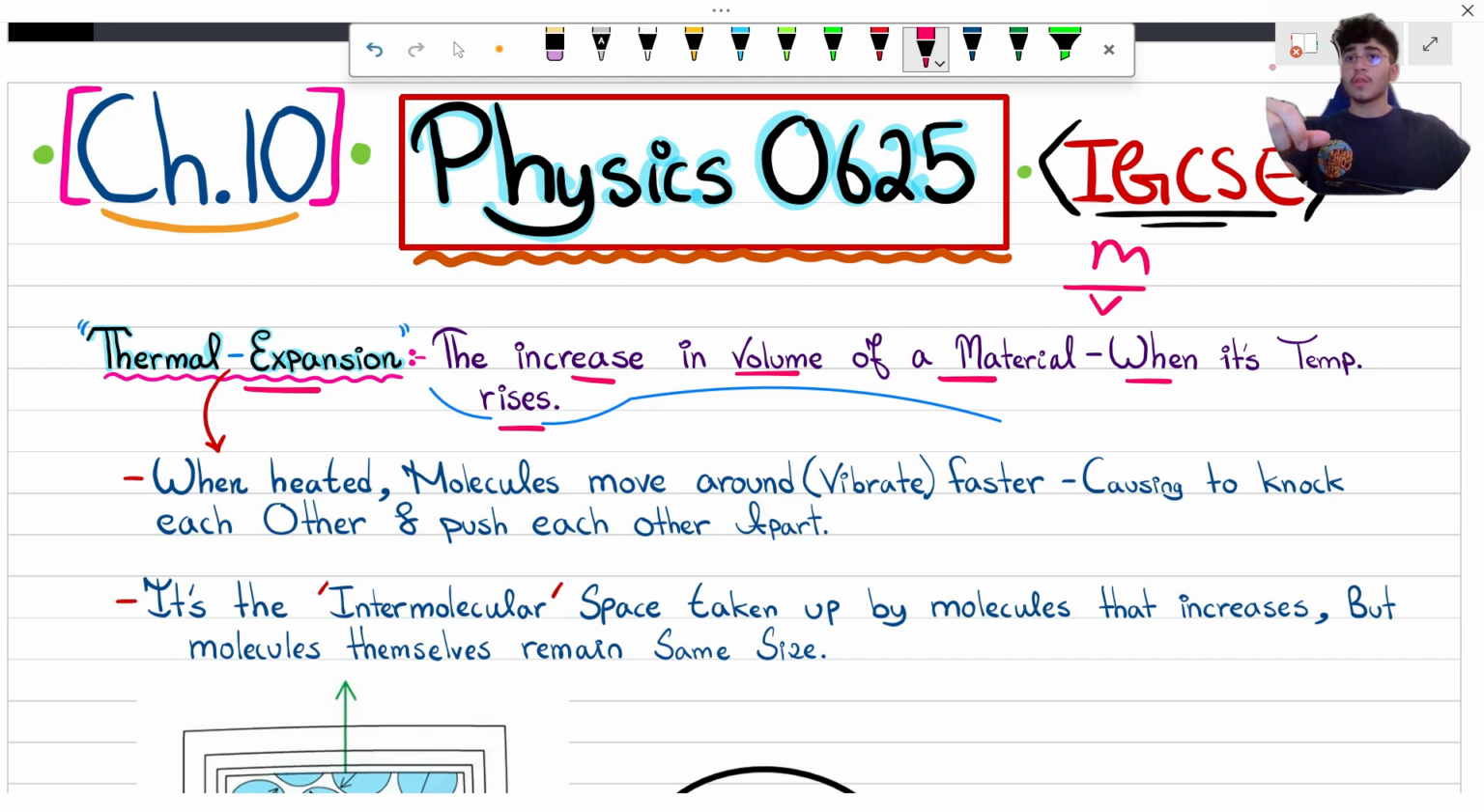How does this happen? Because when heated, molecules move around or vibrate faster, knocking each other and pushing each other apart. So when a material is heated, the molecules or particles or atoms inside the substance begin to vibrate faster. Their kinetic energy increases. They begin to vibrate faster, move faster. Because of this, there are a lot of collisions between each other. As these collisions occur, each particle is pushing the others away.